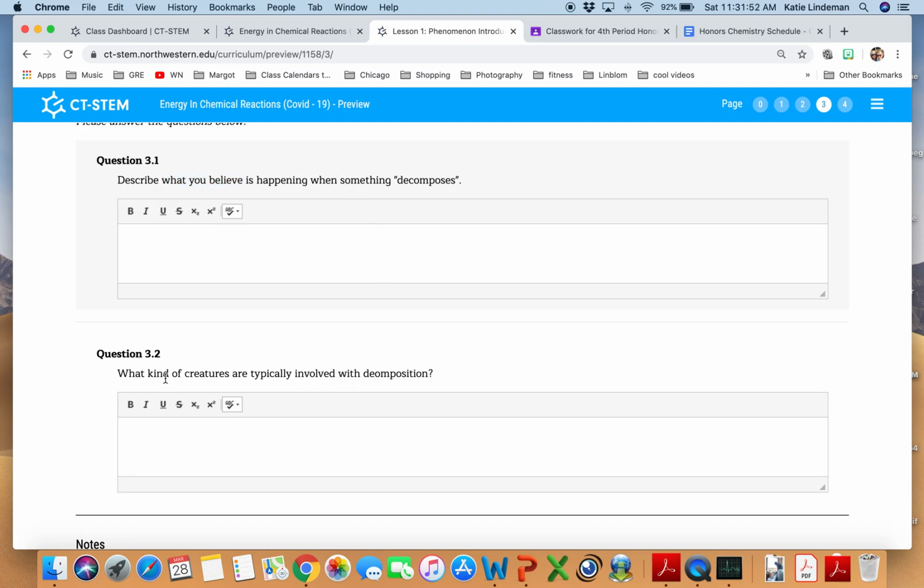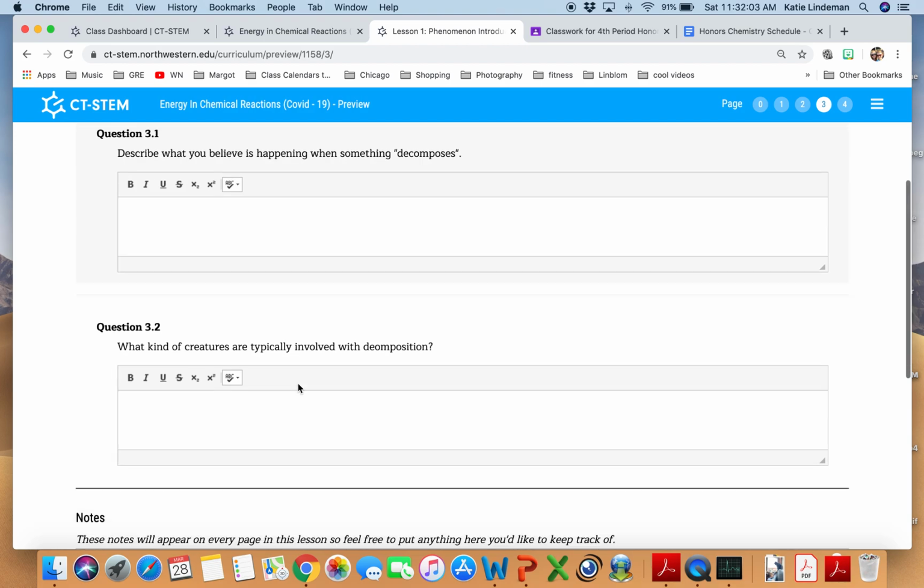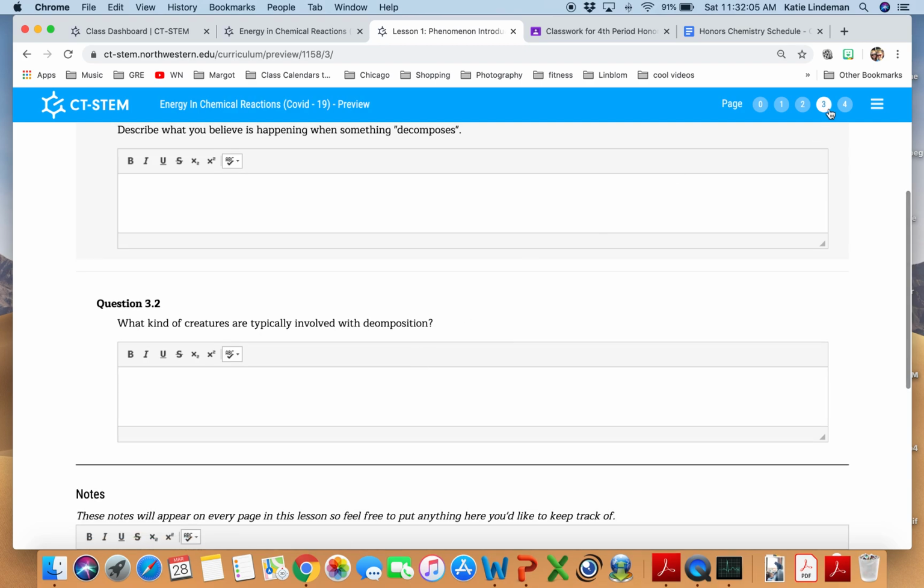And then this final one, what creatures are typically involved with decomposition? This is another one where I just want to see what you know, okay? You can be general with terms. I'm not looking for specific species or anything like that. Again, you have your note section at the bottom.